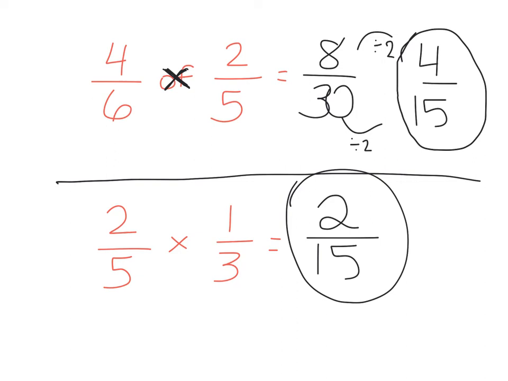Next week, I'm going to show you a way to simplify before you multiply, but we'll talk more about that next week. So for now, we are going to multiply the numerators, multiply the denominators, and simplify if necessary. So down here, we did 2 times 1 is 2, 5 times 3 is 15, and then we check to see if we need to simplify, and we don't. 2/15 is in simplest form.